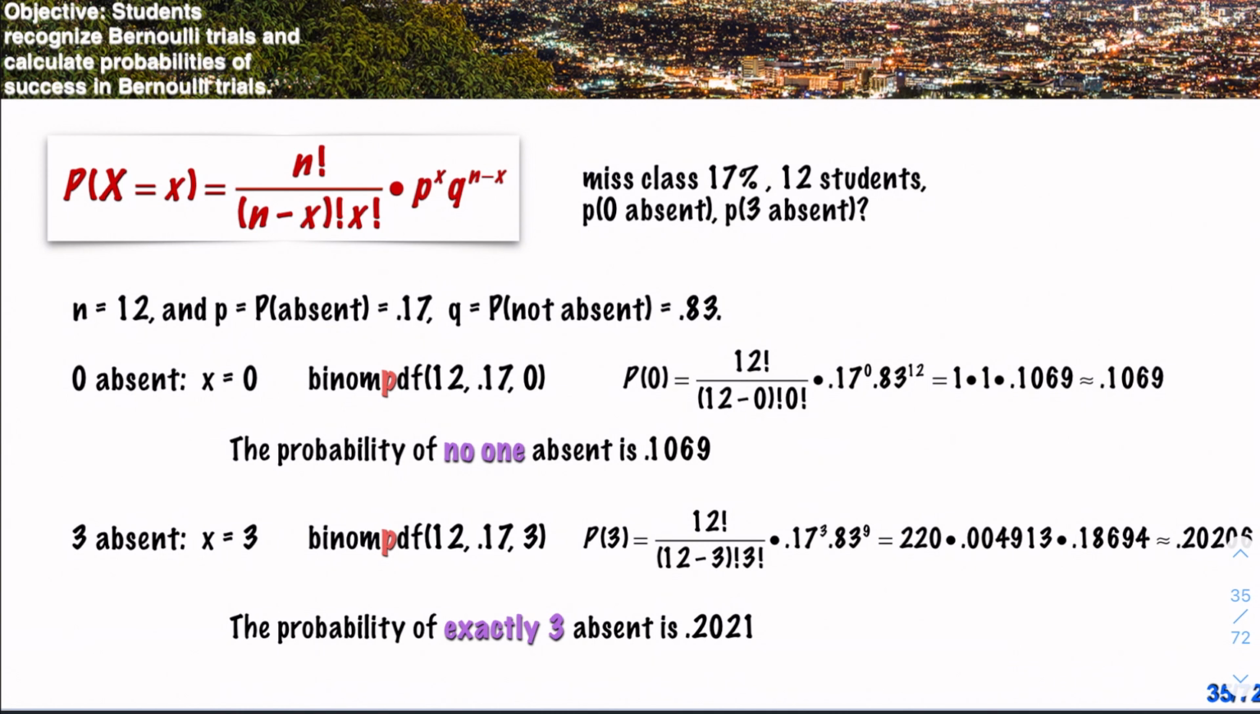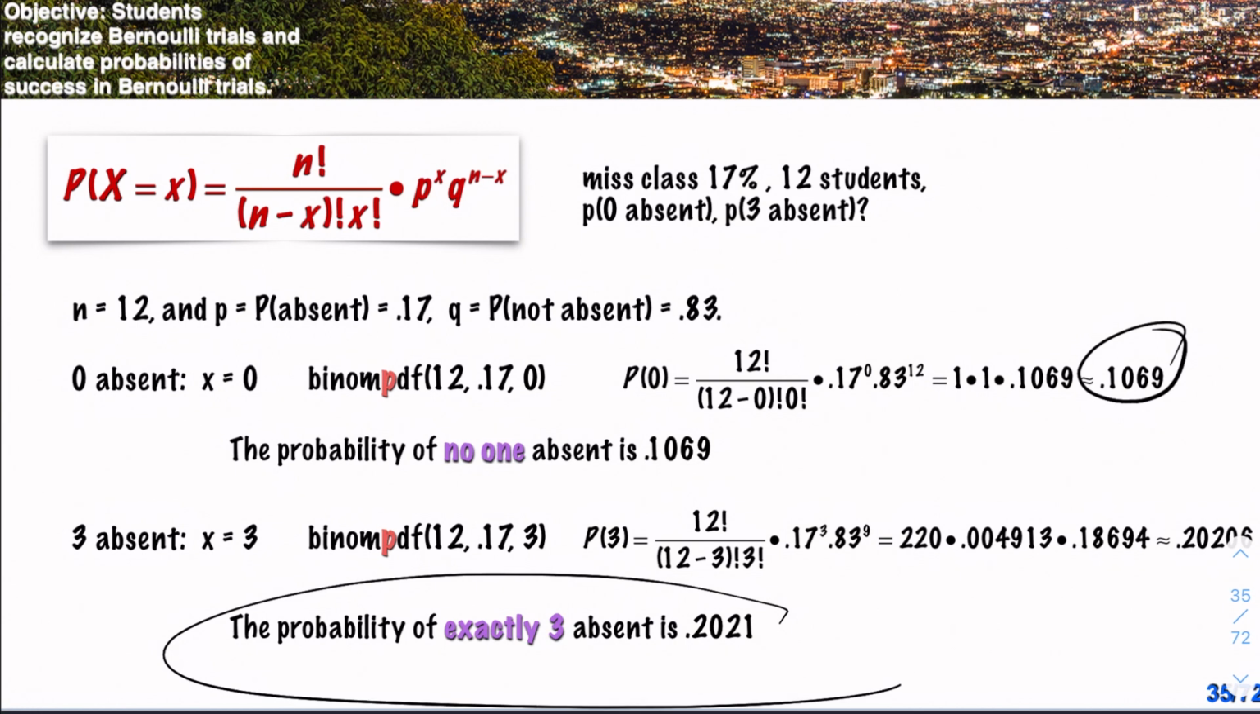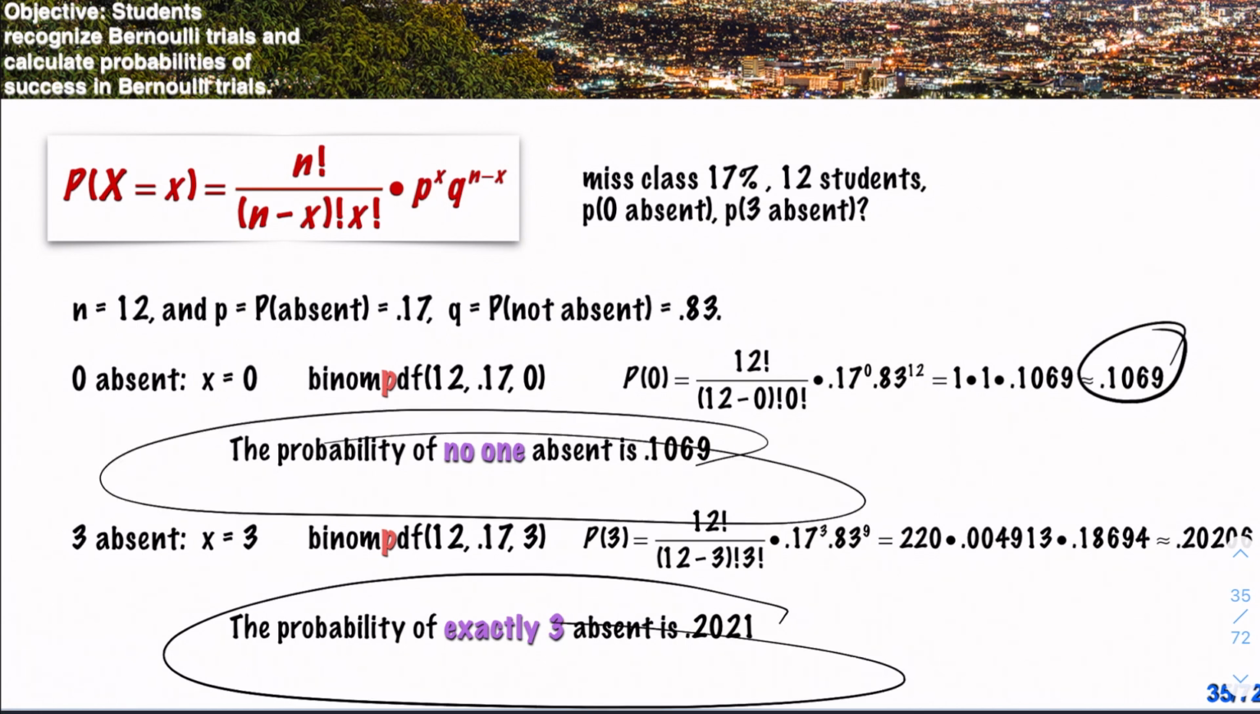If we want 0 students absent, the probability would be binomial PDF, since we want exactly that amount: 12, 0.17, 0, and we get 10.69%. The probability of having 3 students absent is 12, 0.17, 3. So the probability of exactly 3 absent is 0.2021. Notice the probability of no one absent is 0.1069 or 10.69%.